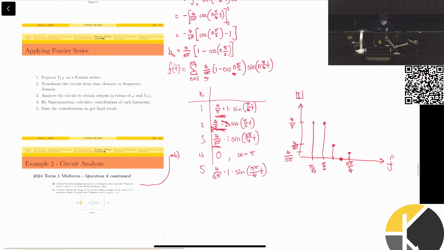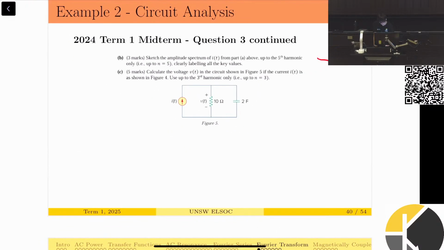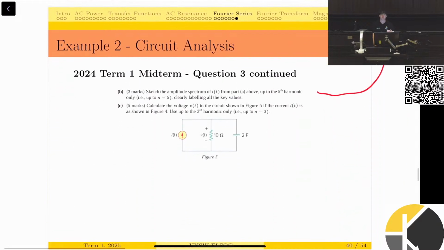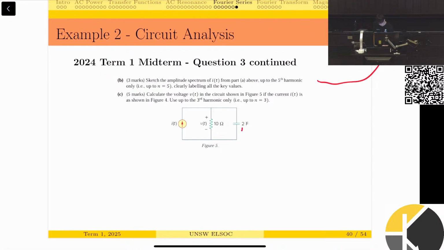Great, I'll move on. So going back to the circuit, now we are asked to find the voltage V of t in the circuit shown using only up to the third harmonic. So if I was going to apply what we've done in Fourier series, first thing I need to do is convert this to the frequency domain. As we've learned earlier, Z of C will be 1 on j omega C. To find this voltage, this is simply the voltage across two parallel impedances, so I can just use Ohm's law.